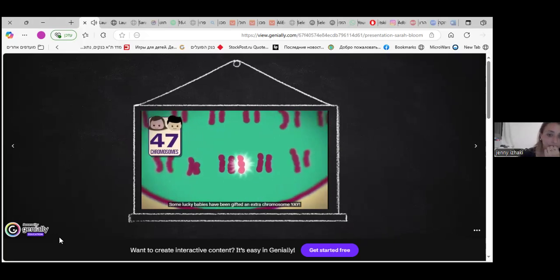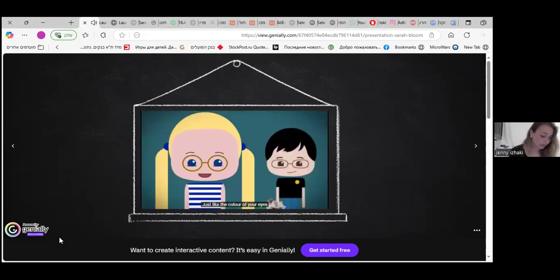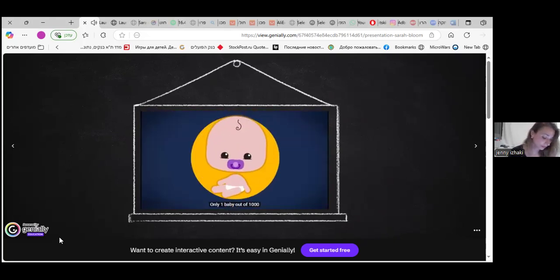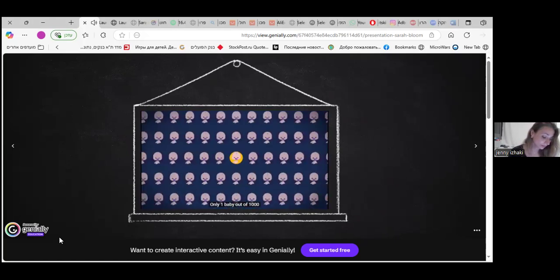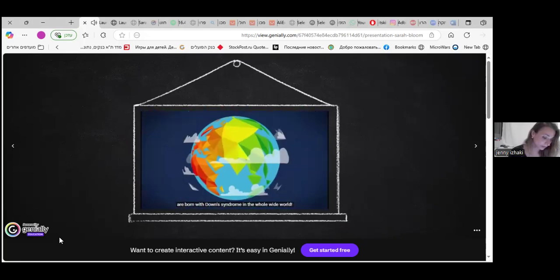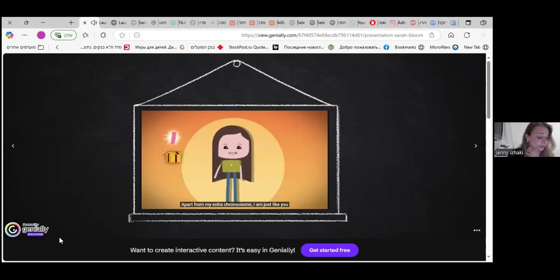Yeah! When this happens, it's called Down syndrome. Just like the color of your eyes, you can't change it. No one else can catch it, it's just a small part of the wonderful things that make you unique. Only one baby out of 1,000 are born with Down syndrome in the whole wide world. I am one of those lucky babies. Apart from my extra chromosome, I am just like you.